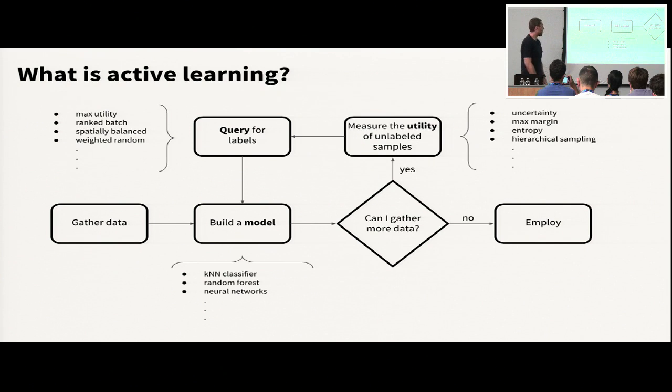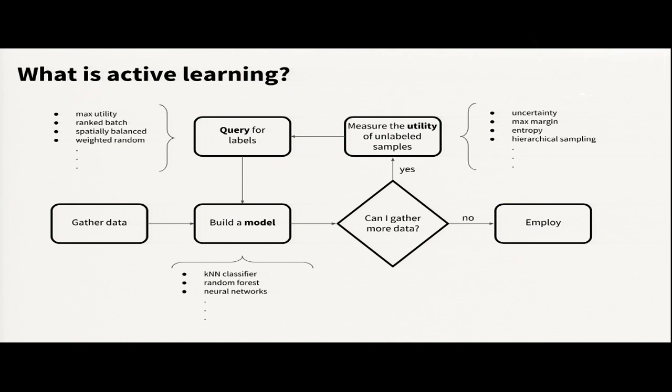In most active learning frameworks, this whole pipeline is thought of as a single active learning algorithm. So if you want to use an active learning framework for Python, you have hard-coded classifiers and hard-coded uncertainty measures.